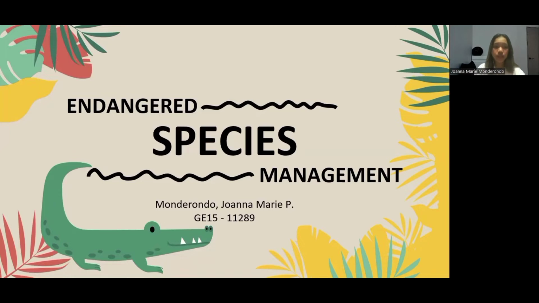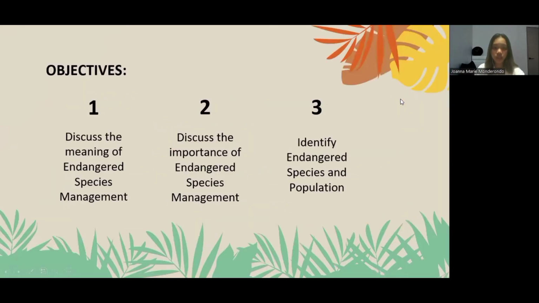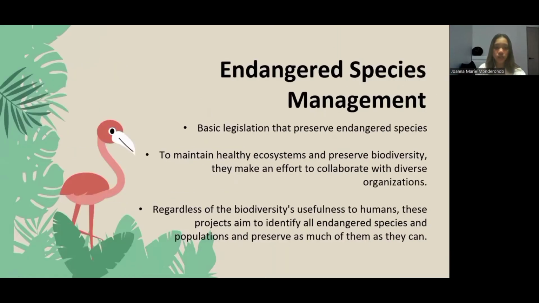So first, let us discuss our objectives. Our objective number one is to discuss the meaning of endangered species management, as well as we will discuss the importance of endangered species management and identify endangered species and its population. So what is endangered species management?